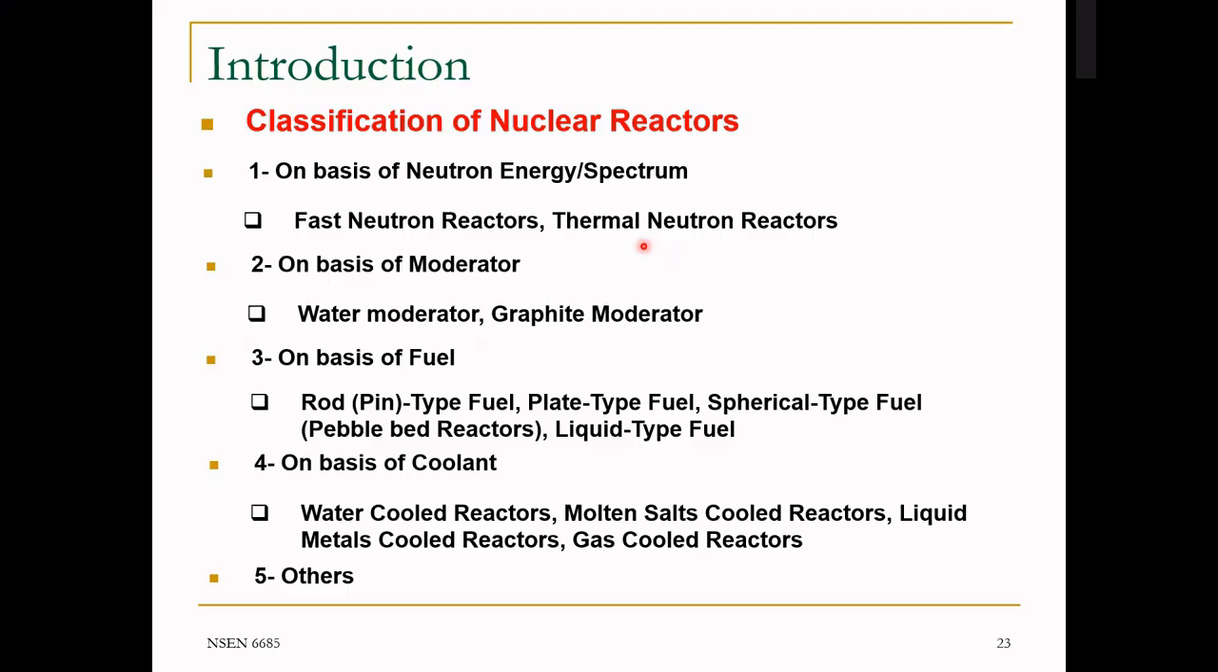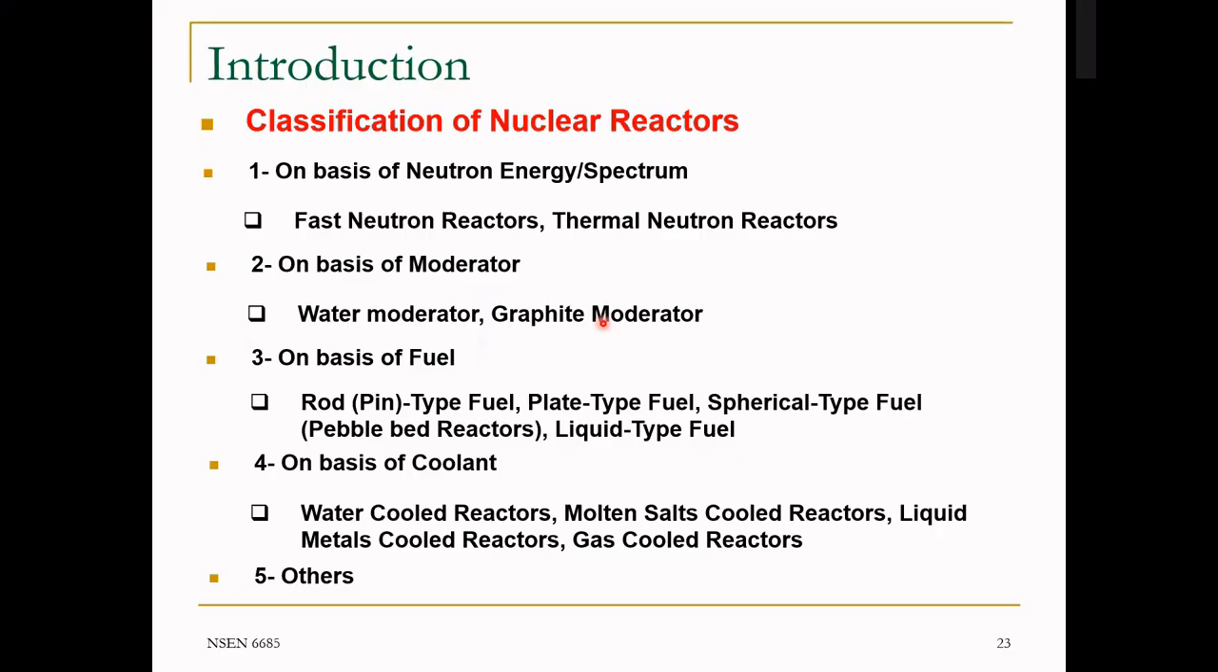The second way we can classify a nuclear reactor is based on the moderator. As I mentioned, one of the moderator's functions is to slow down neutrons so they lose kinetic energy and become slower, and we can classify the reactor as a thermal neutron reactor. We sometimes use water as a moderator. We sometimes use graphite, depending on the type of the reactor, and we're going to talk more in detail about this.